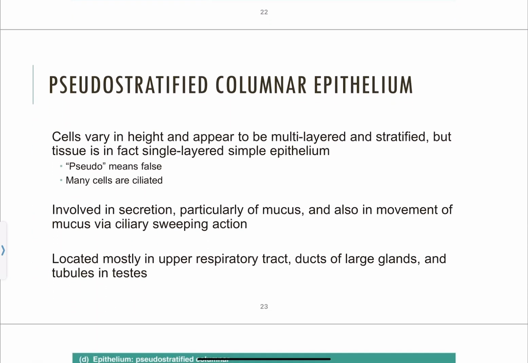The next one's going to be pseudostratified columnar epithelium. Pseudo meaning it gives a false appearance of being stratified, but in reality it's actually simple, so it's a single layer. What gives it its pseudostratified look is that the cells are actually varying in height. So it looks like we have these stacked nuclei and multiple layers, but in reality we don't. The nuclei are in various locations because not all of the cells have their apical surface reaching the same height. A lot of the cells are going to be ciliated, and because we're dealing with columnar, we're also going to be involved with secretion, mucus, because we can have goblet cells in this area.